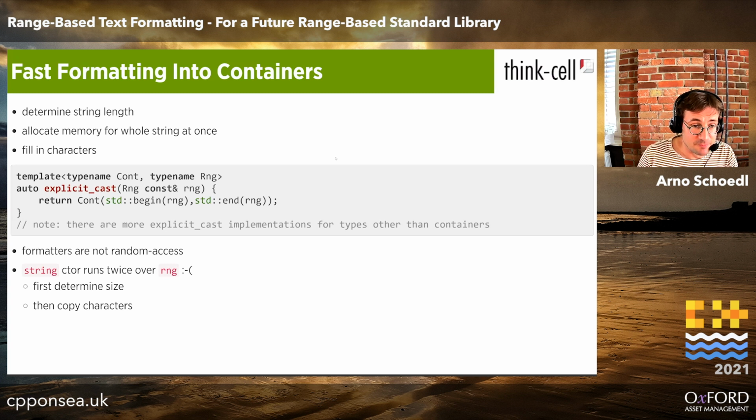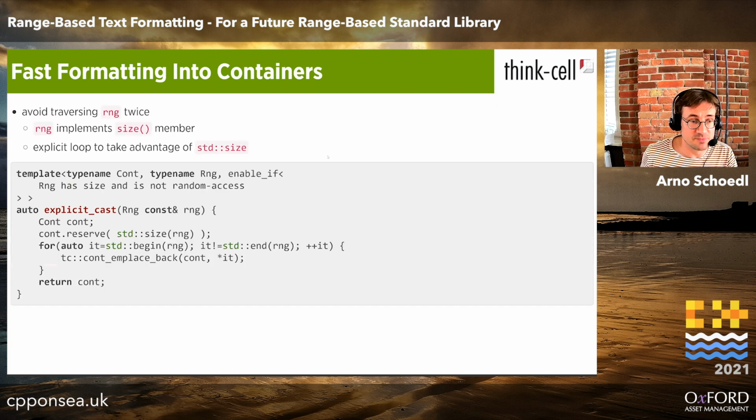Now, the problem is that these formatters are often not random access. So the sdeck, for example, will print out the characters of a number one by one, but it's hard for it to say jump to the 5th character, right? So that's not going to be so easy. And in that case, the standard string constructor actually runs twice over the range. It wants to first find its size, so it runs over it once if it's not a random access range, and then again to actually generate the characters and copy them into the string. That's not ideal. We have to see whether we can do better.